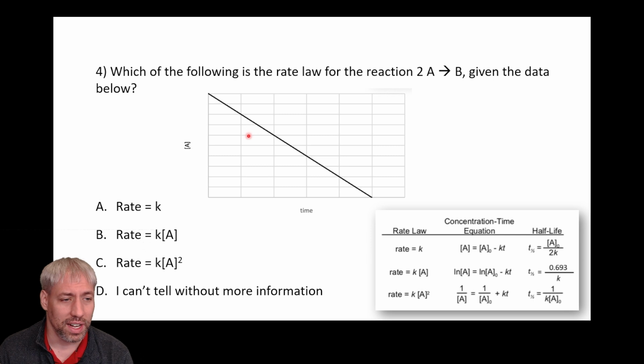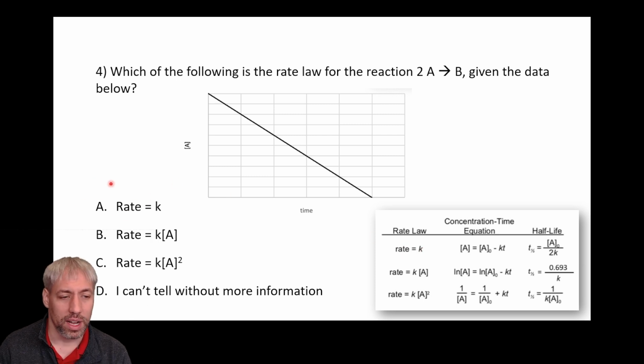The other thing we could look at is saying, if we did the change in y over the change in x, or we did the derivative of this, the tangent to the slope, we would say the rate doesn't change at all over the course of the reaction, which means rate is not dependent on the concentration of A. The rate law that shows that is this one right here. So your answer is A.